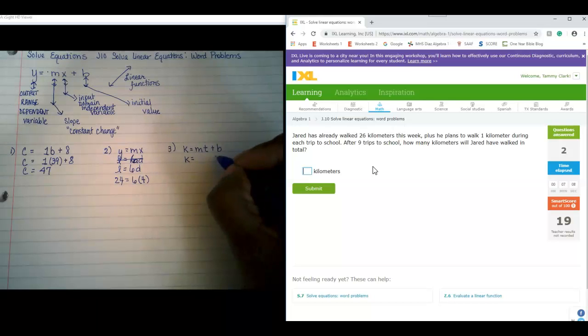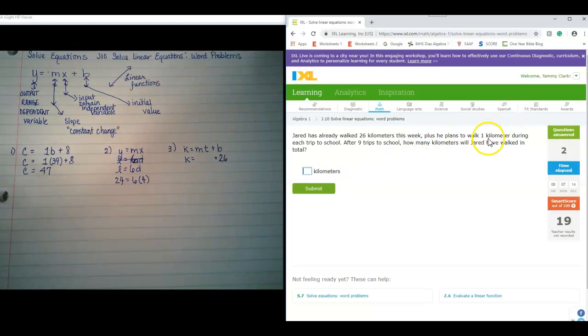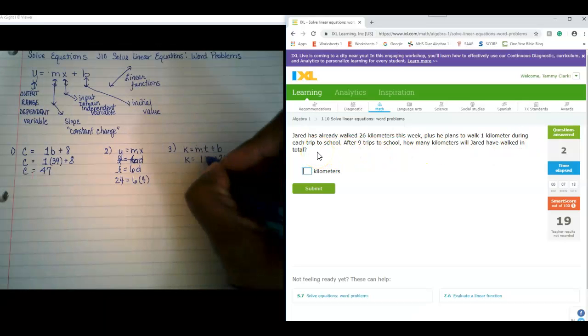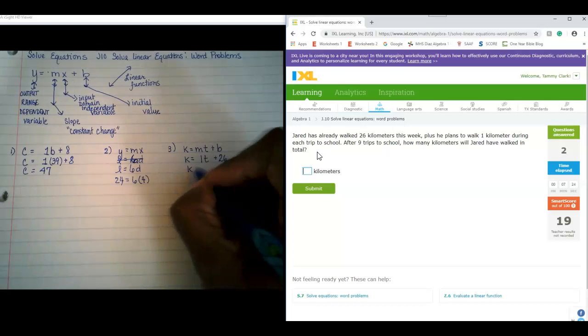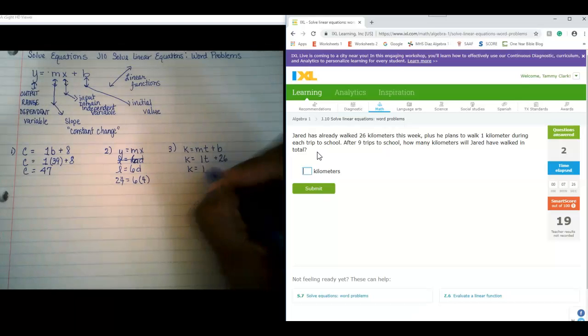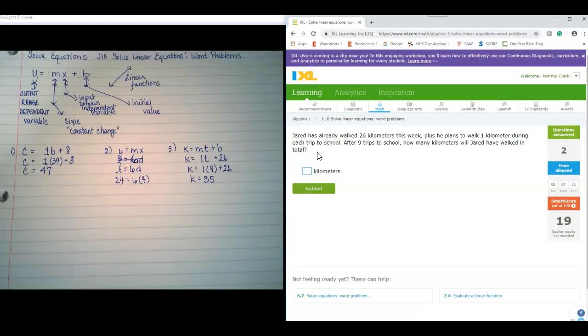let me start here. He's already walked 26. He plans to walk 1 kilometer during each trip to school. So 1T. And what we want to know is how many kilometers total he's walked. So 1 times 9 trips plus the 26, the number of kilometers he would have walked is 35.